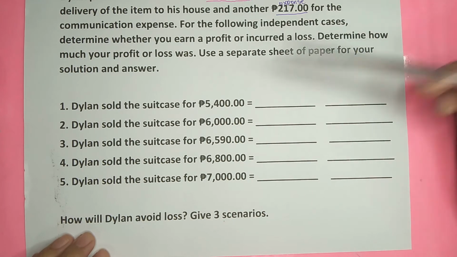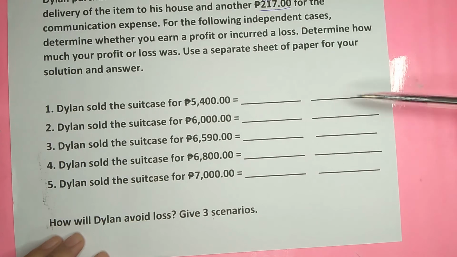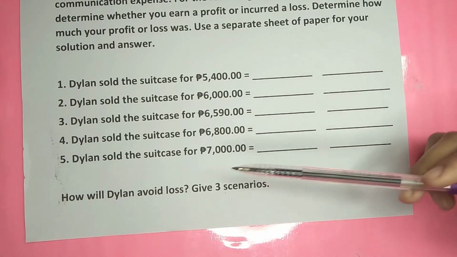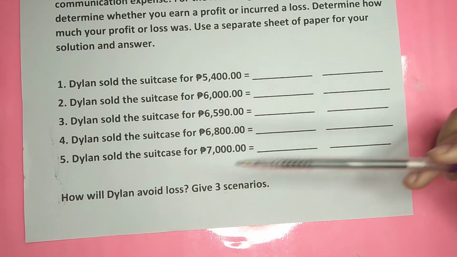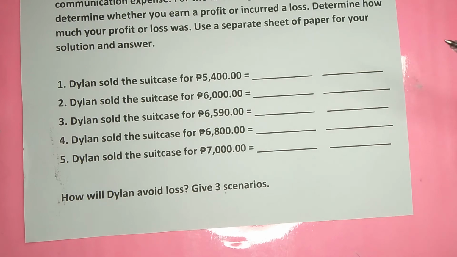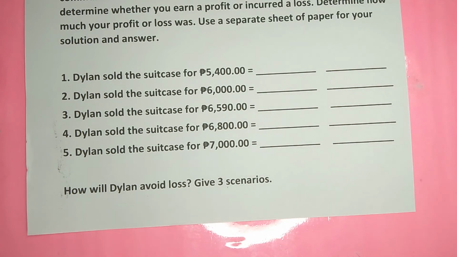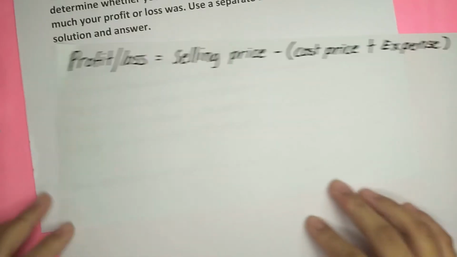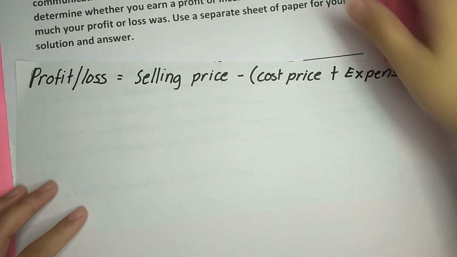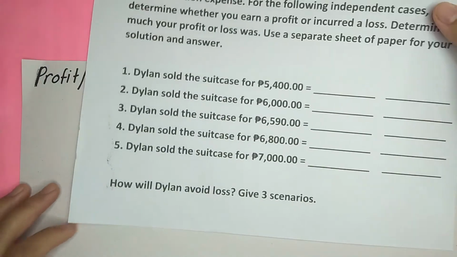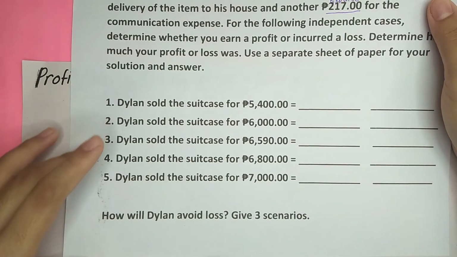Tapos, determine how much your profit or loss was. Magkano ba yun? Kung kumita ba siya o hindi, magkano yun dito. Okay? Tapos, ito yung how will Dylan avoid loss? Ano ba yung pwedeng gawin ni Dylan para hindi siya malugi? Magbigay ng 3 scenario. So, ito yung formula na gagamitin natin para sa problem na ito, since pare-parehas lang naman yung tanong.